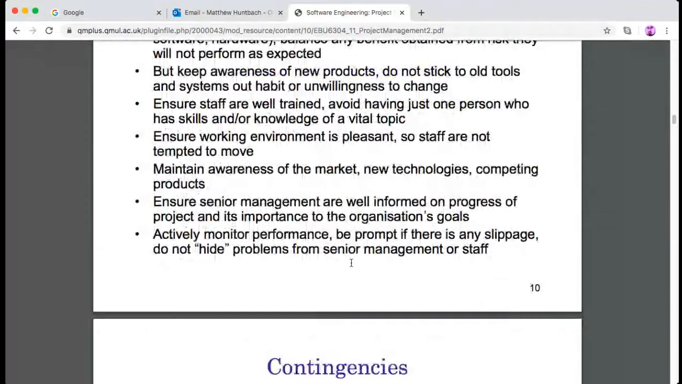Okay, how do we deal with it? Just be careful about new products. We do use new products, and it's important to develop, but just be a little bit careful about using them. Ensure the environment is pleasant so you keep your staff, because losing staff is a big problem, one of the key issues.